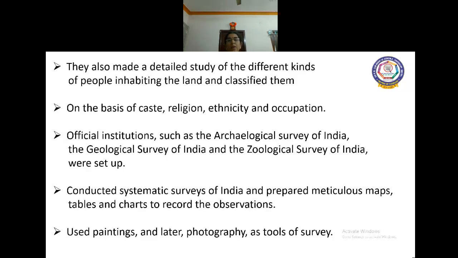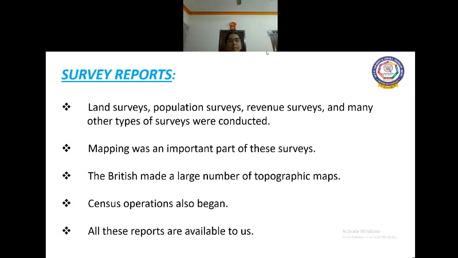As soon as they completed their survey, they used to map it and use tables and charts to record the observations. And they used paintings, later photography, as tools of survey. So they photographed various things and they used it in their maps. And survey reports, actually land surveys, population surveys, revenue surveys, and many other types of surveys were conducted.